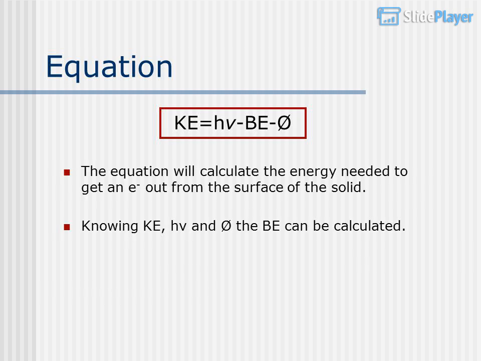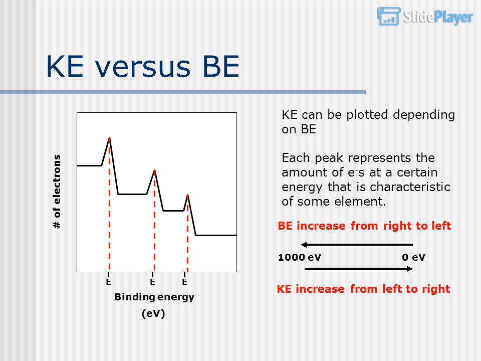Equation: K equals hv minus B minus phi. The equation will calculate the energy needed to get an electron out from the surface of the solid. Knowing K, hv and phi, the B can be calculated. K versus number of electrons can be plotted depending on B.